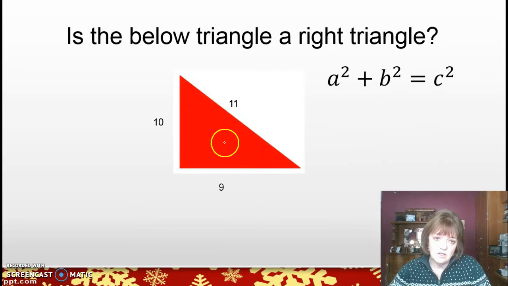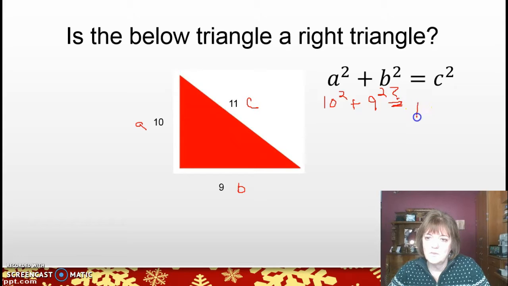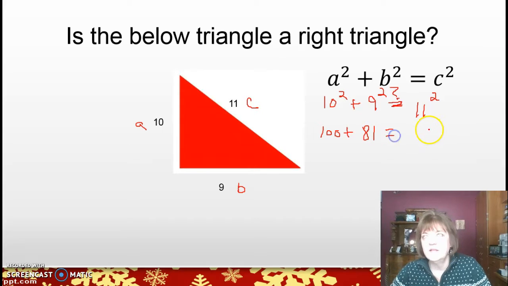This one looks pretty good too. I mean, the picture looks like a right triangle. This is obviously going to be C, and we'll make this one A and this one B. So A squared, which is 10 squared, plus B squared, which is 9 squared. Does it equal C squared, which is 11 squared? So what is 10 squared? 10 squared is 100. 9 squared, what is it? 81. And 11 squared, get out those calculators. 121. Do you see where this is going already, people?